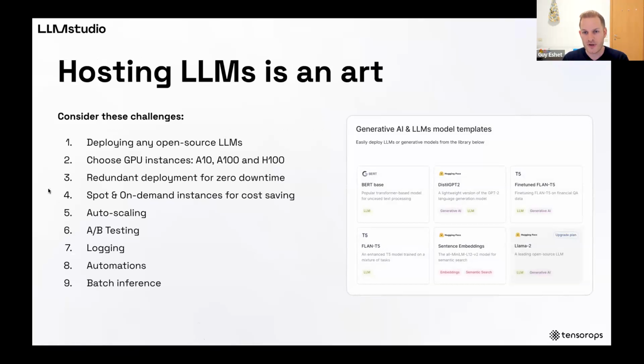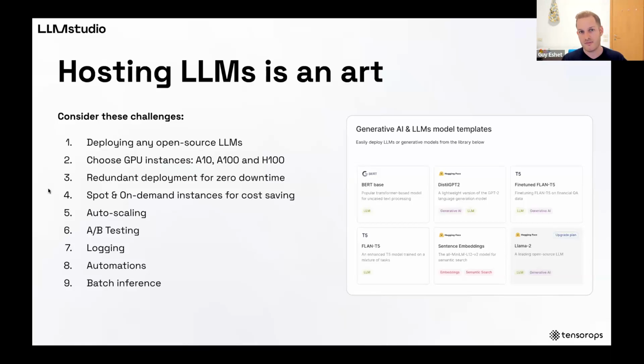Now, when you want to host an LLM at production scale, you need to choose your GPU instance. You need to create a redundant deployment for zero downtime. You want to toggle between spot and on-demand instances to save cost. You want to support auto-scaling. You want to do A/B testing because you want to switch to a new model and see how it feels. As we saw before, you want to add logging to it. You want to do automations. And lastly, many users that we have are using batch inference.